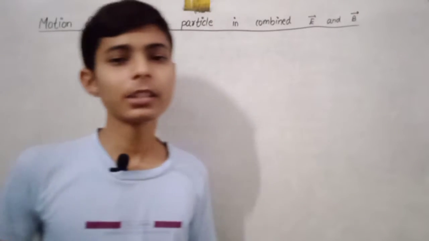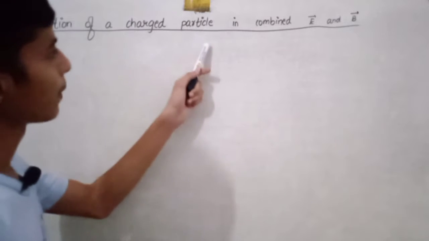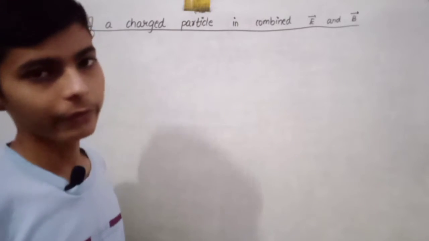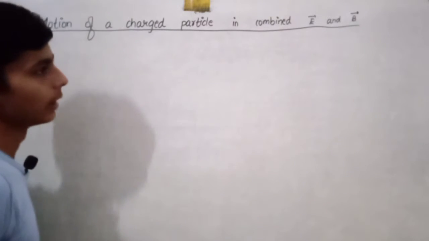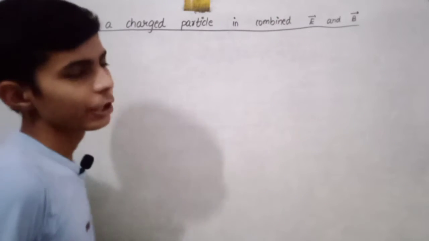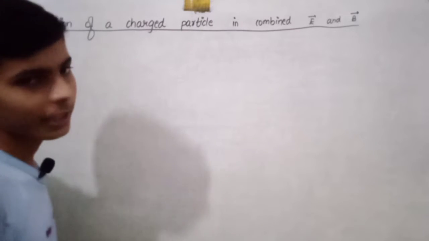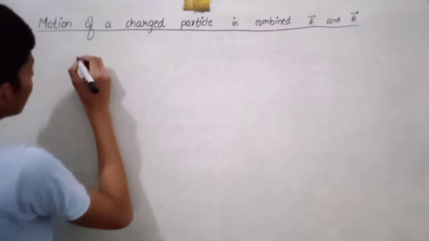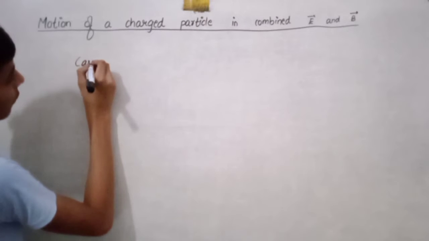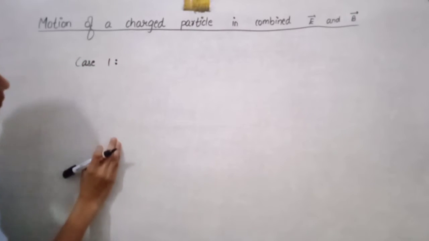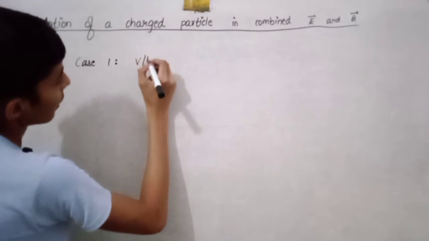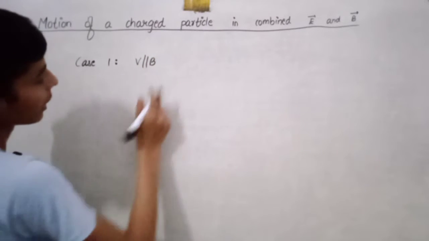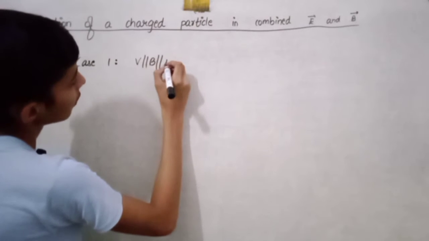Hello everyone. In this lecture, we are going to study motion of a charged particle in combined electric and magnetic field. This is electric field and this is our magnetic field. We study three cases in this topic, in which case 1 is when velocity is parallel to magnetic field and magnetic field is parallel to electric field.